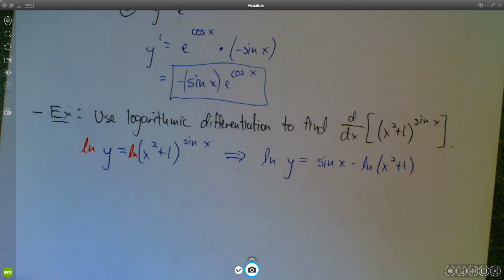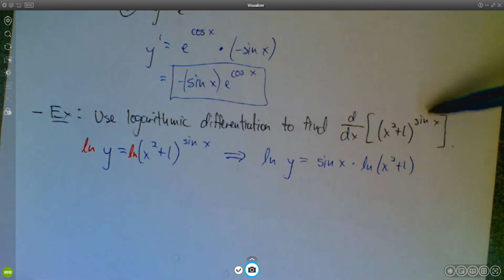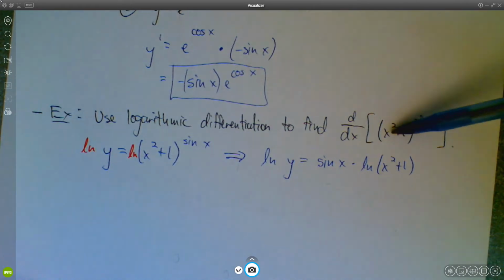And by the way, this is a good technique for this particular problem because we don't know how to take care of issues like this where you have a variable in the base and in the exponent. If you just had a variable in the base but the exponent were a constant value, well, we could just use the power rule for that. Okay, and that's not a big deal at all.